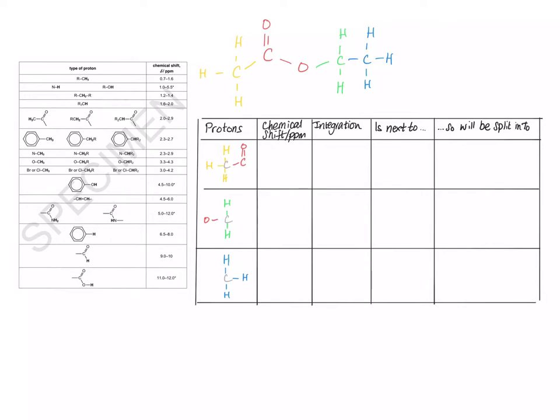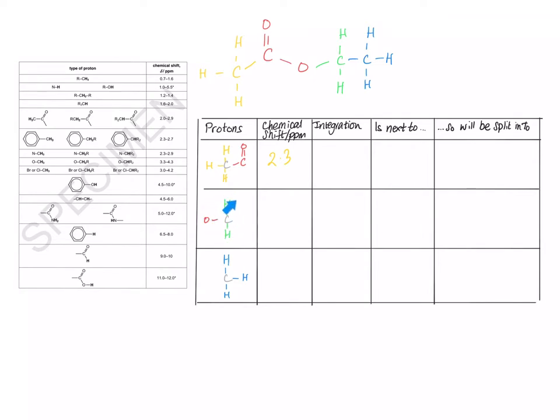And we can use this information to estimate where the chemical shift of each of these types of protons are going to come. So the yellow ones here are next to a C double bond O, which looks like this sort of thing. So we can guesstimate the chemical shift of these is going to be about 2.3 ppm. And we do that by guessing somewhere near the middle-ish.